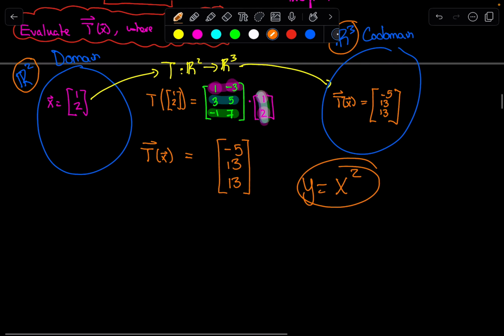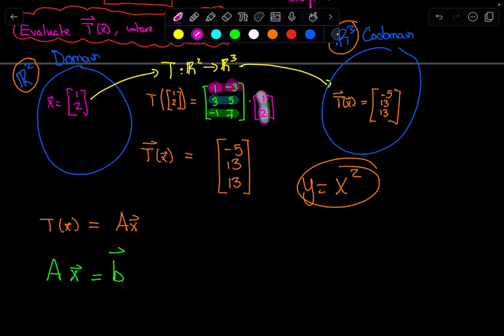Remember that this transformation T of x is defined by A times x, or in other words, going back to our handy dandy notation, Ax equals b is basically a representative of our transformation. So A and T, this is a very important thing, A and T are not the same. T is our transformation. A is the thing that kind of makes the transformation happen.